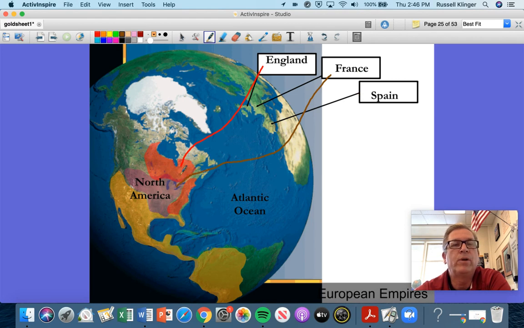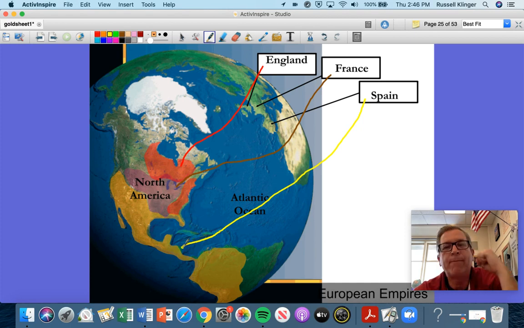The French come up the St. Lawrence River right here to populate North America and explore it, really. They weren't really populating it. They were looking for fur. That was what they were really looking for. The Spanish are coming here. They're looking for gold and silver. They're still in that mercantile or mercantilist attitude. Gold and silver makes us strong.